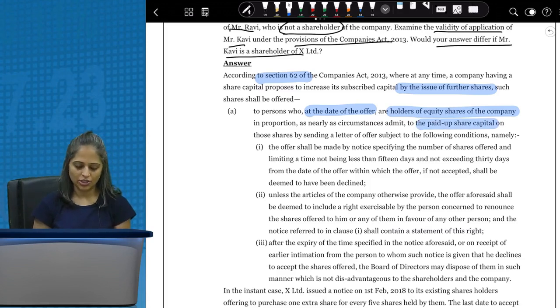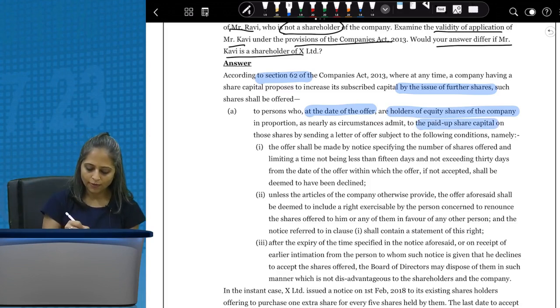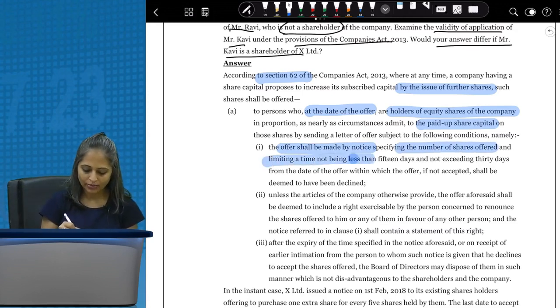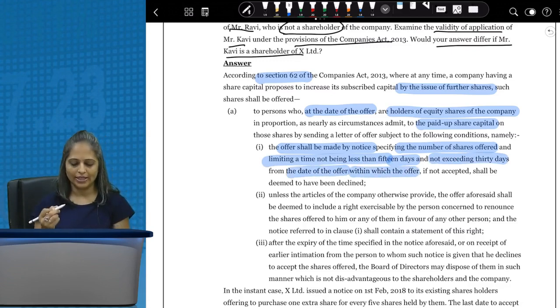What are the conditions? The offer shall be made by notice specifying the number of shares offered and limiting a time, not being less than 15 days and not exceeding 30 days from the date of offer, within which the offer, if not accepted, shall be deemed to have been declined.